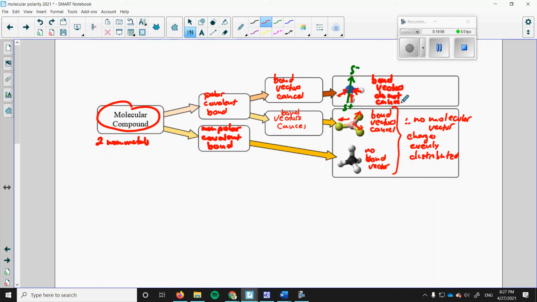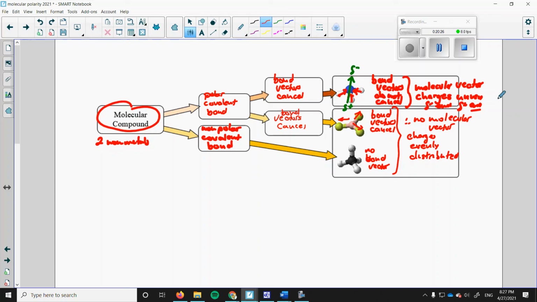As a result, there is a molecular vector and the charges are not even. They're more at one end than the other, or uneven. You have charged ends: a negative end and a positive end. Okay? And that's a little summary for you folks there.